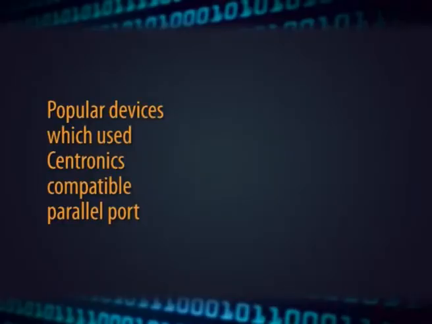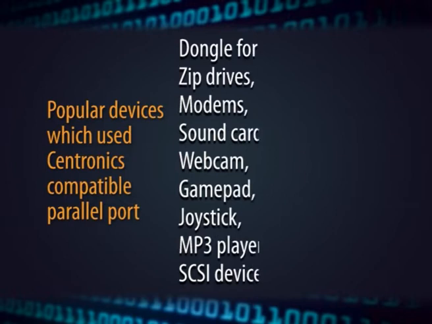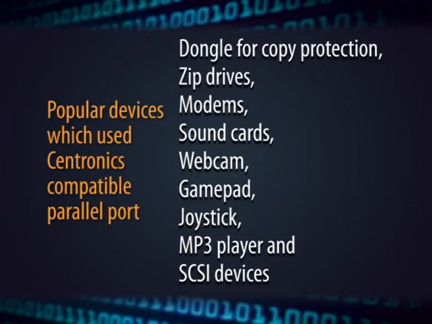Centronics compatible parallel port was one of the major and important interfaces of the PC at that time, since it offered a high speed bidirectional data transfer facility. Various popular devices of those years which used this interface were dongles for copy protection, zip drives, modems, sound cards, webcams, gamepads, joysticks, MP3 players and SCSI devices.